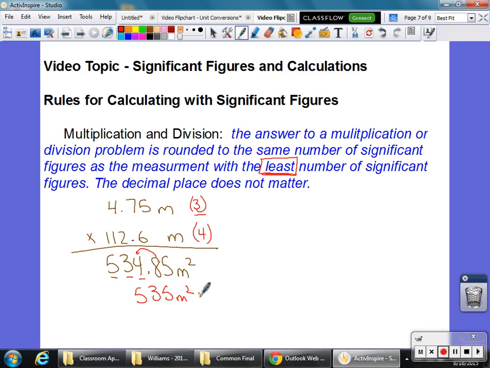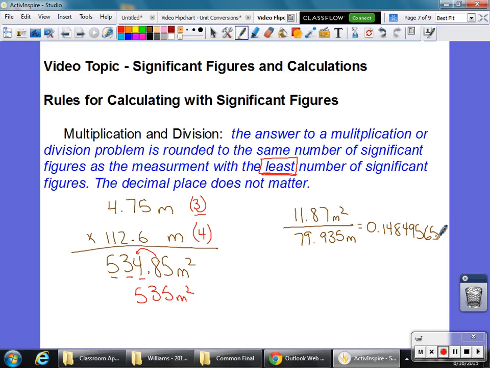Division works the same way. If we were to take something like 11.87 meters squared, and we were to divide that by 79.935 meters, in this case, when you get an answer, it actually is really long on your calculator. It is 0.148495665, and so on. And it goes on for a couple of more digits.